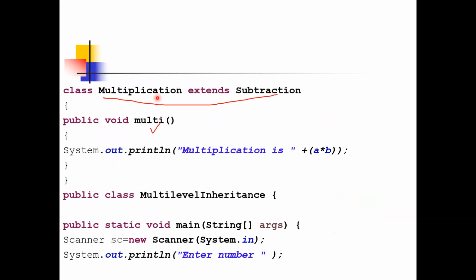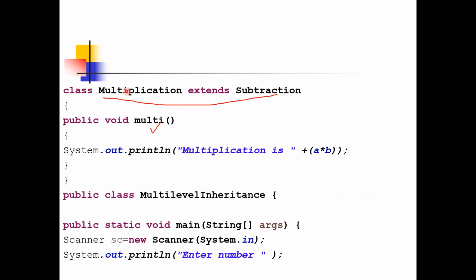Got it? Then add dot am dot sub. Again, Java will understand that am is an object of class multiplication. So first it jumps to the multiplication class. Here it finds the method multi, but it will not find the sub method.